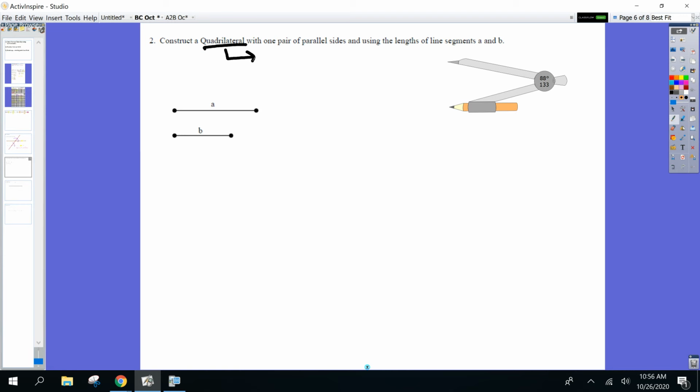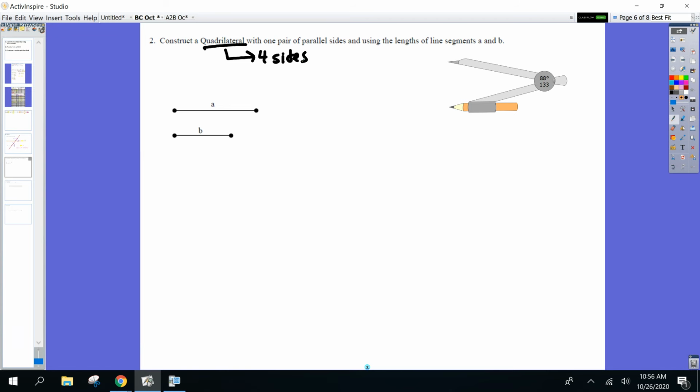quadrilateral. So we're going to construct a figure that's got four sides, right? A pair of those sides has to be parallel to each other. So you've got the four sides, a pair's got to be parallel, and two of the four lengths have to be A and B, which I have right here. Don't worry about A and B yet. We'll get to that at the end of the construction.